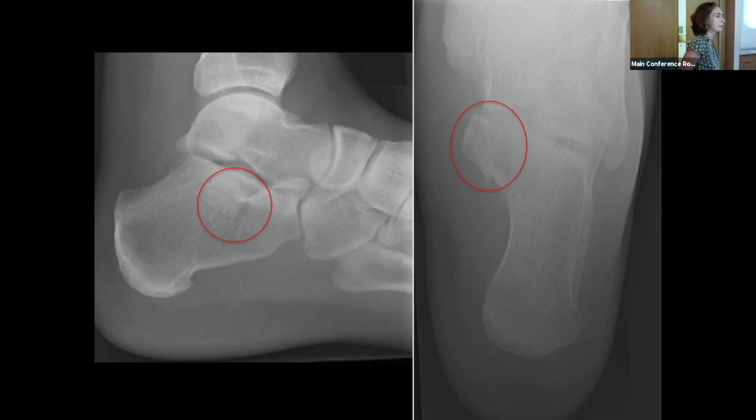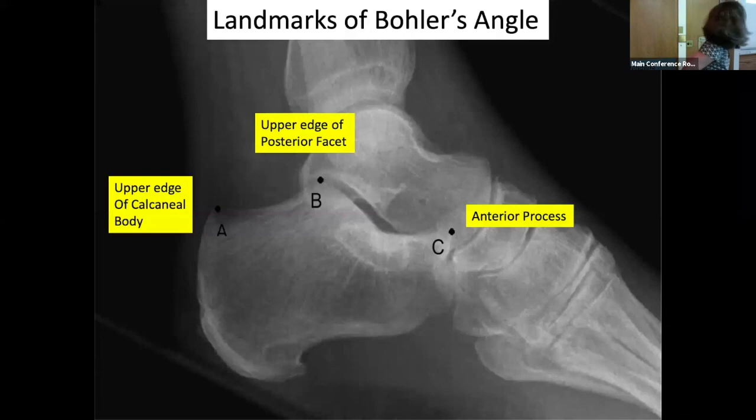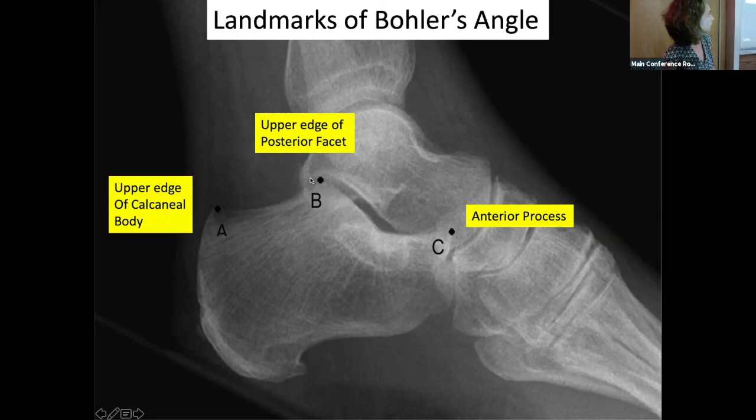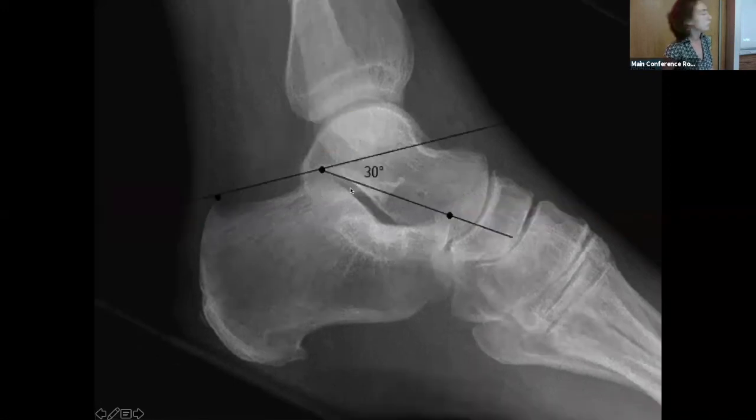Somebody's angle. Again, if it's orthopedics, it often has an eponym. So we call this Bohler's angle. So if you're suspicious based on mechanism for a possible calcaneal fracture, you want to measure what's called Bohler's angle. And so what you do is you draw a line from the upper edge of the calcaneal body to the upper edge of the posterior facet here at the subtalar joint. And then you draw another line from that same upper edge of the posterior facet to the anterior process of the calcaneus. And when you do that, you get this nice little angle.